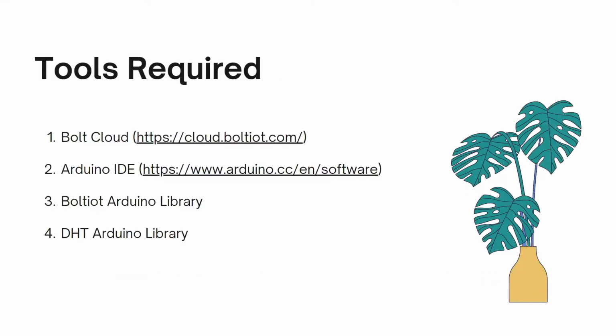And these are the tools that we will require. First one is Bolt Cloud. Second is the Arduino IDE, in which we will write our code, as this workshop is totally based on Arduino. And there are a couple of libraries. First one is the Bolt IoT Arduino library, and second is the DHT sensor library. So these all things you will require as a part of software programming. So don't worry about it. We'll be elaborating each and everything in this workshop.